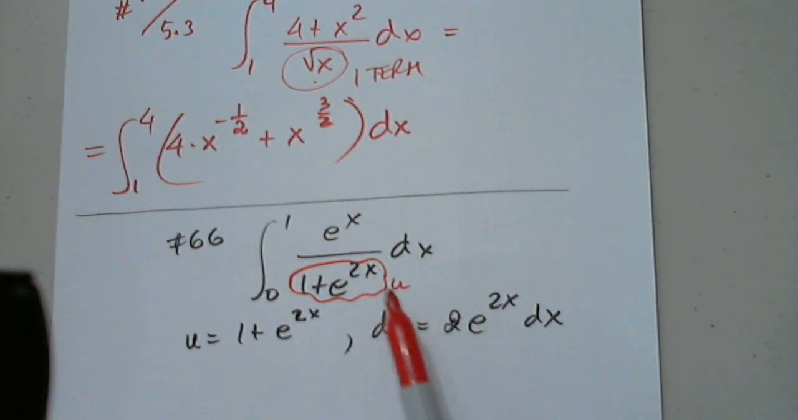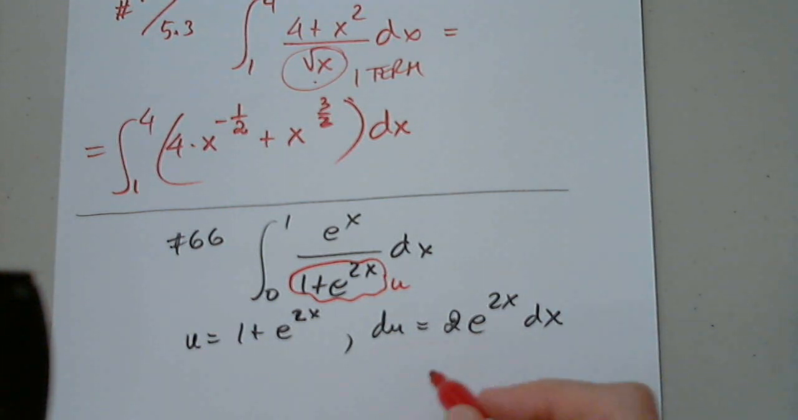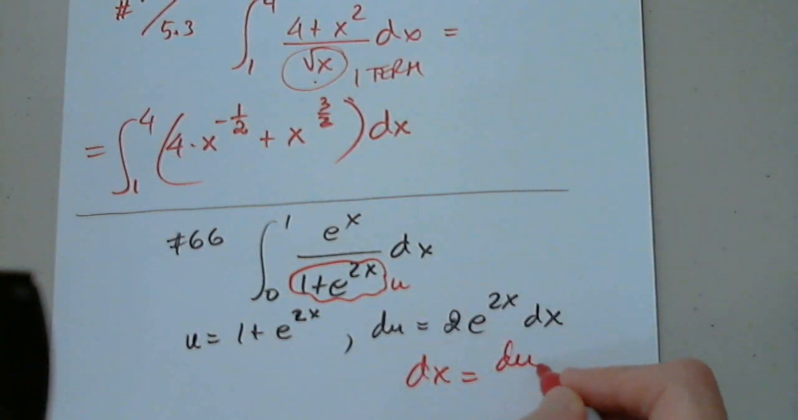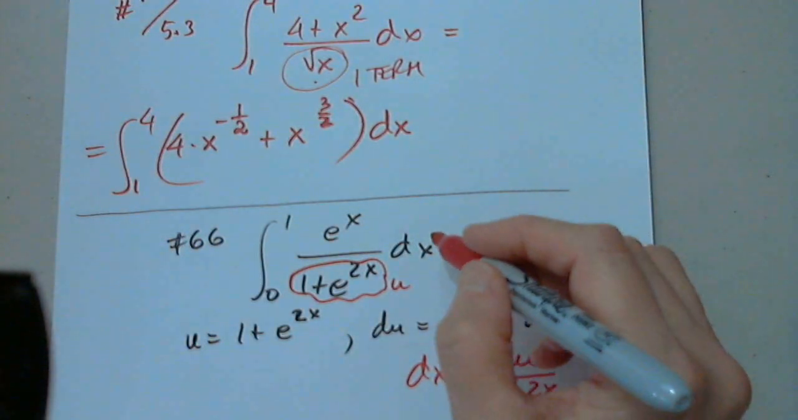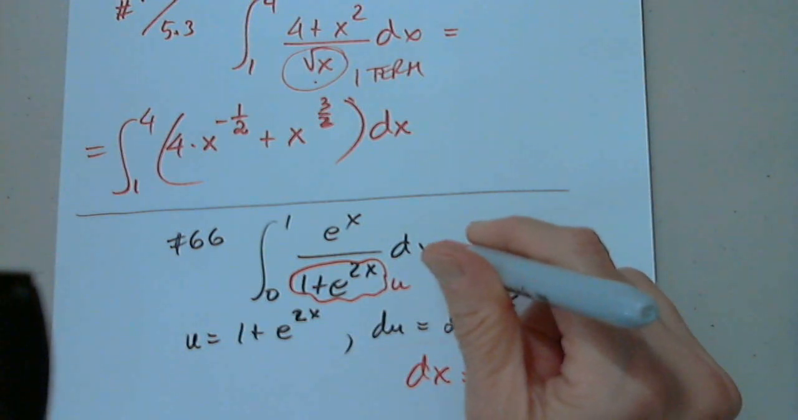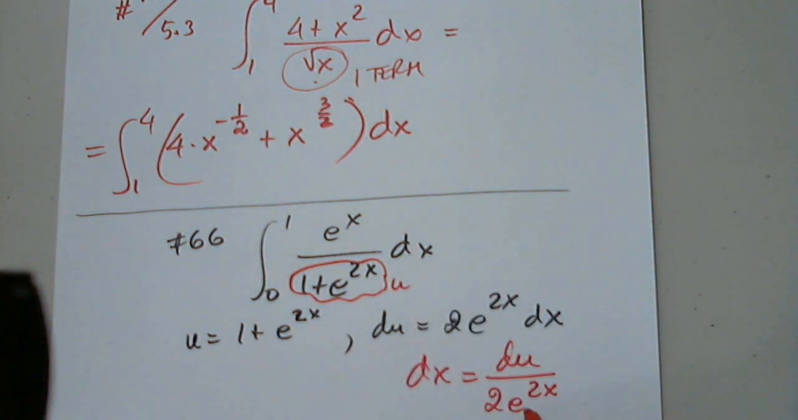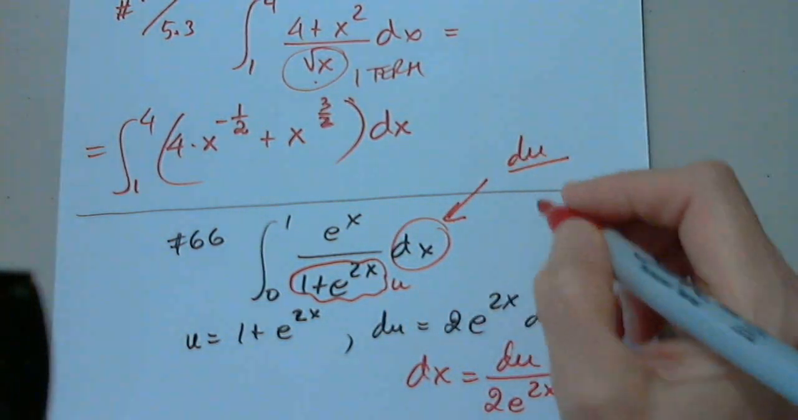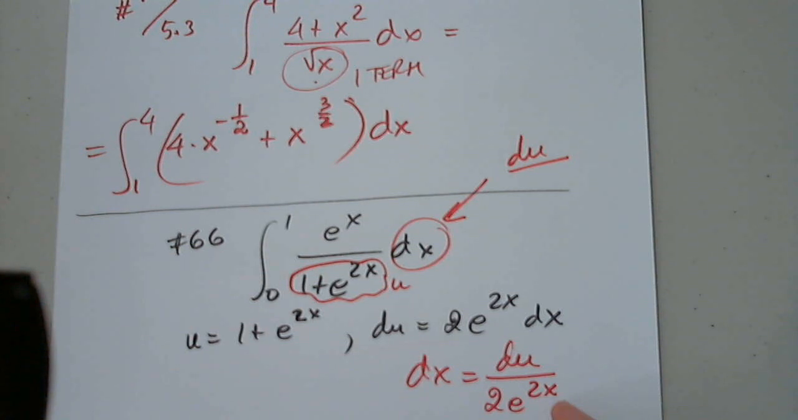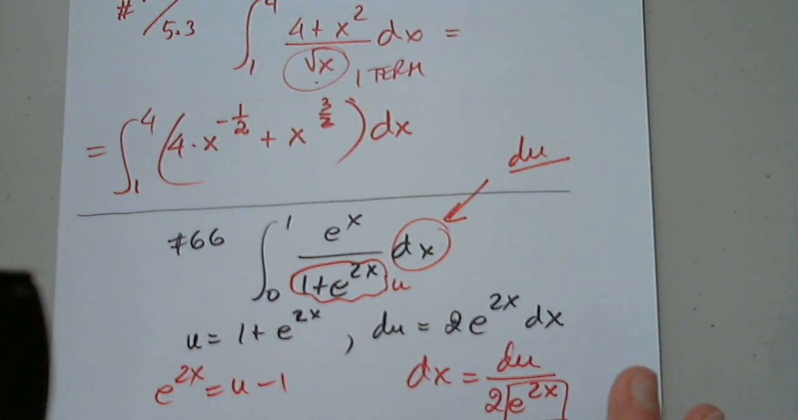In this case, I have to solve this equation for dx. So then dx will be du over 2e to 2x. So we will replace this, and this piece will be du over 2e to 2x. But I have to take it from here because I can't have x and u in the same integral. So this e to 2x will be replaced by u minus 1. Okay, so far it's okay.